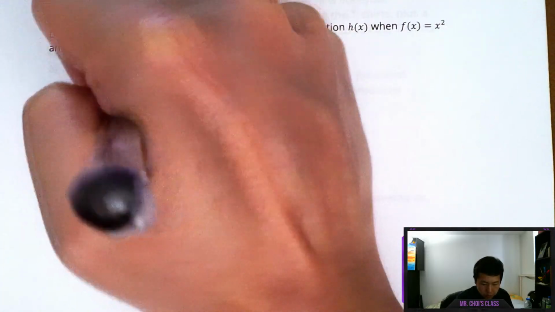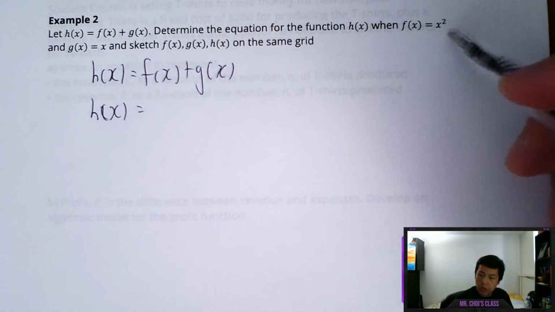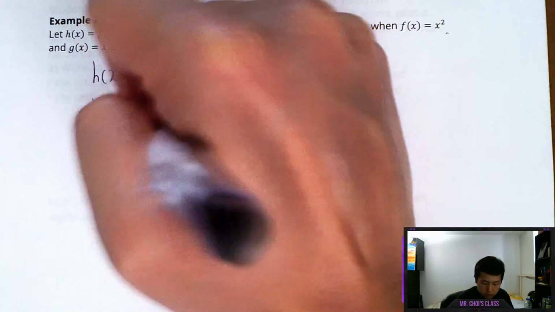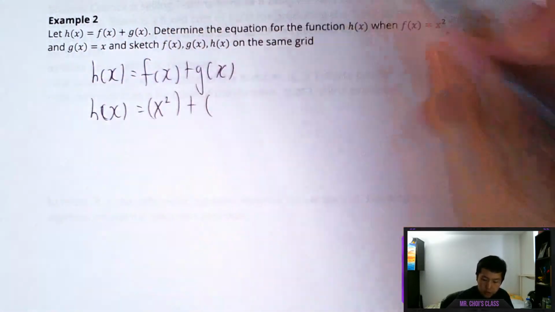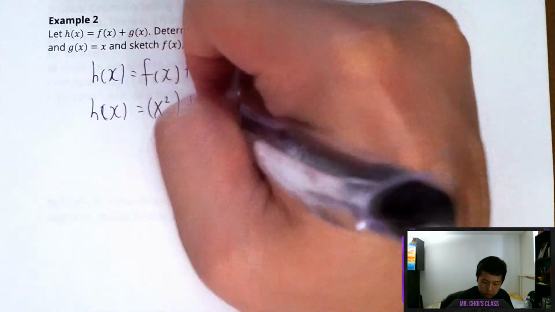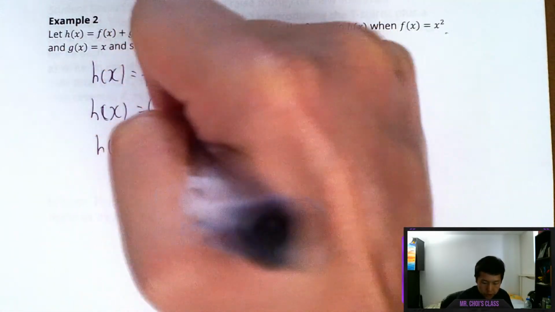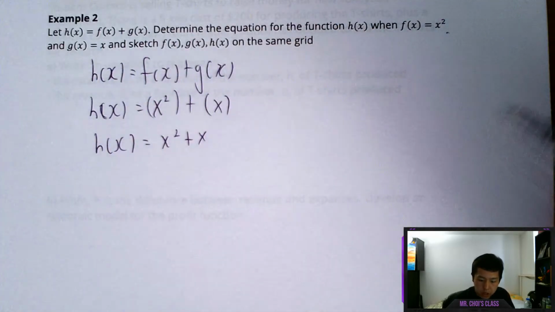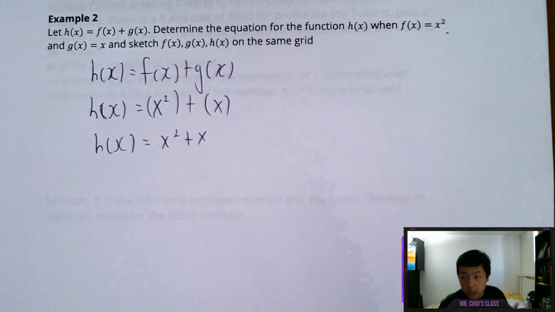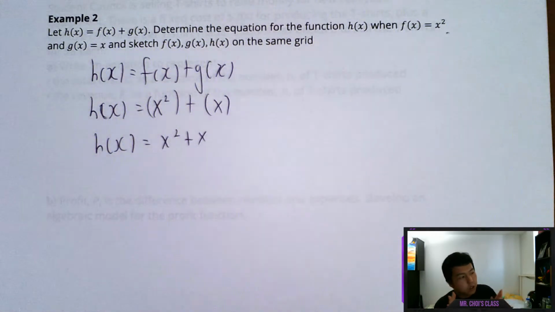And well, what was f of x? f of x was x squared. And g of x is x. And so we can just break those brackets, which just gives me x squared plus x. Wow, not difficult, right? We're literally just adding those two functions. You know what the functions are, we're just putting them together. Pretty straightforward stuff. Okay? So nothing is particularly changing here.